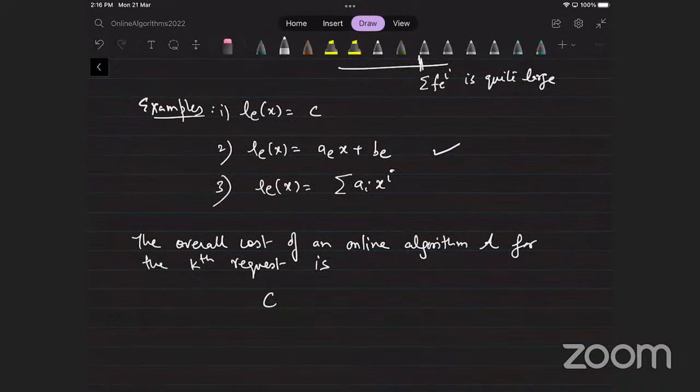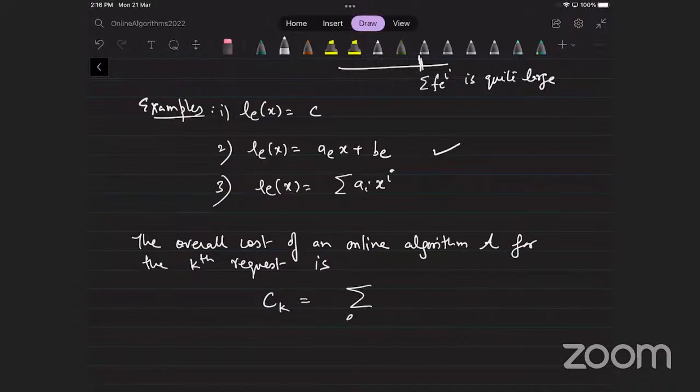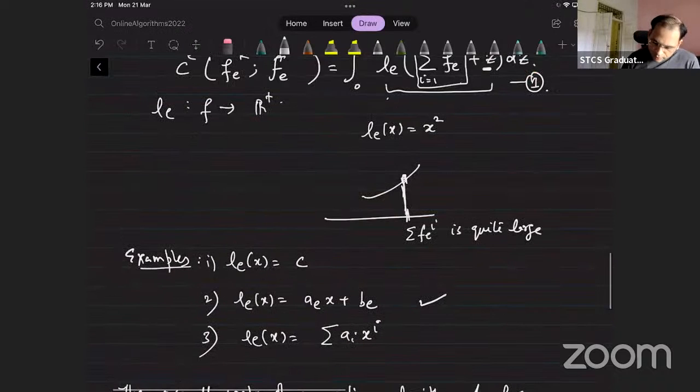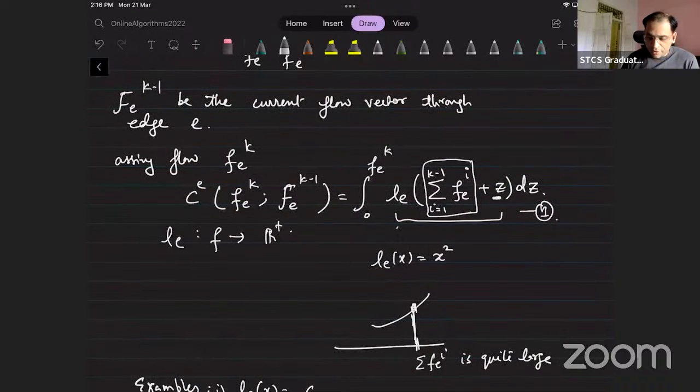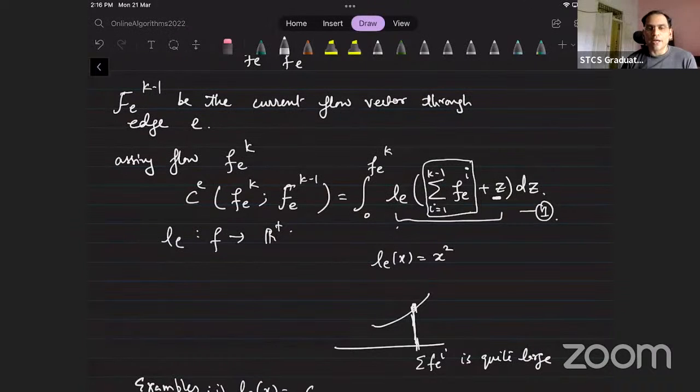Function C. Sure. So C_k is the summation over e belonging to all edges of c_e(f_e^k | f_e^{k-1}). This is just a notation for cost. So the cost that the edge e incurs if you additionally assign a flow of f_e^k, given that currently the flow vector is script f_e of k minus 1.